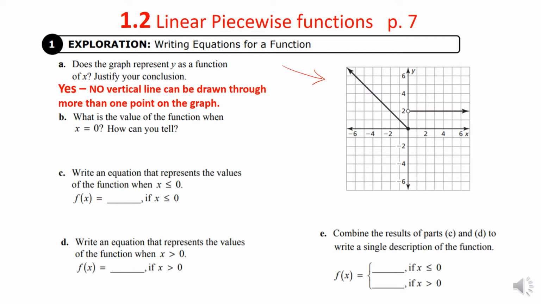Then it says, what is the value of the function when x equals 0? Well, I look at x equals 0 and I see that the value of the function is 0. So that is where it's plotted.